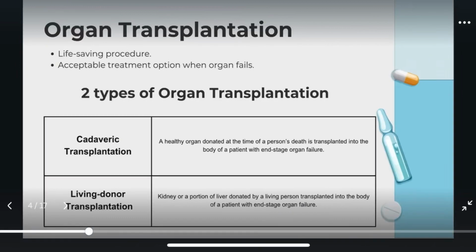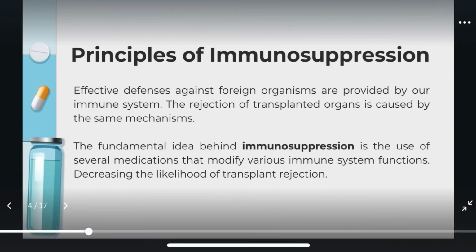So, what is organ transplantation? It is a life-saving procedure. It is an acceptable treatment option when an organ fails. There are two types of organ transplantation. First is cadaveric transplantation, in which a healthy organ donated at the time of a person's death is transplanted into the body of a patient with end-stage organ failure. Second is living donor transplantation, in which a kidney or a portion of a liver donated by a living person is transplanted into the body of a patient with end-stage organ failure.